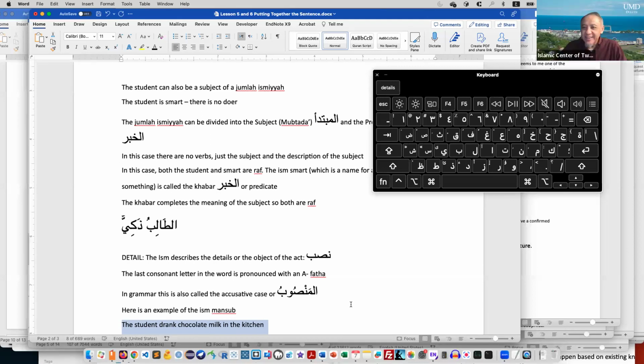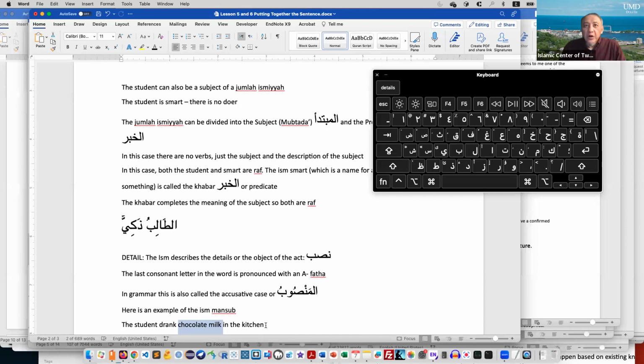And chocolate milk. But first of all, remember, what did that student do? Drank, right? What is the object of the drinking? That means the one that you are acting on. Milk. The chocolate milk is called the isim mansub, ismul mansub. It's the object of the drinking. So the student drank chocolate milk.